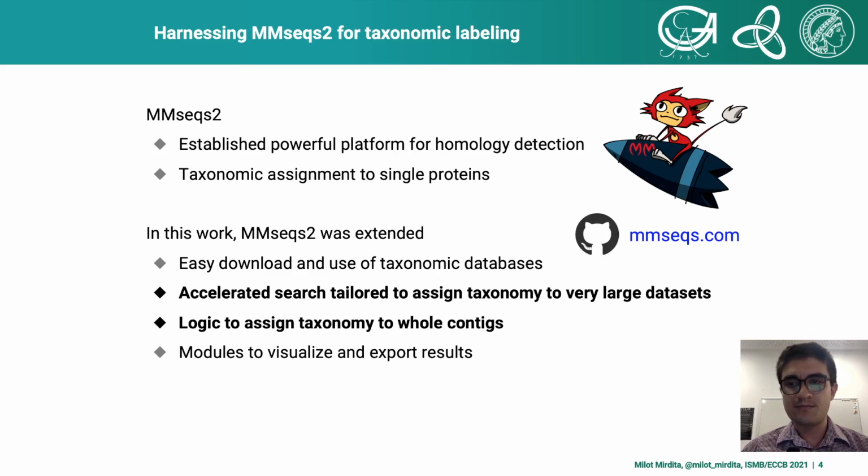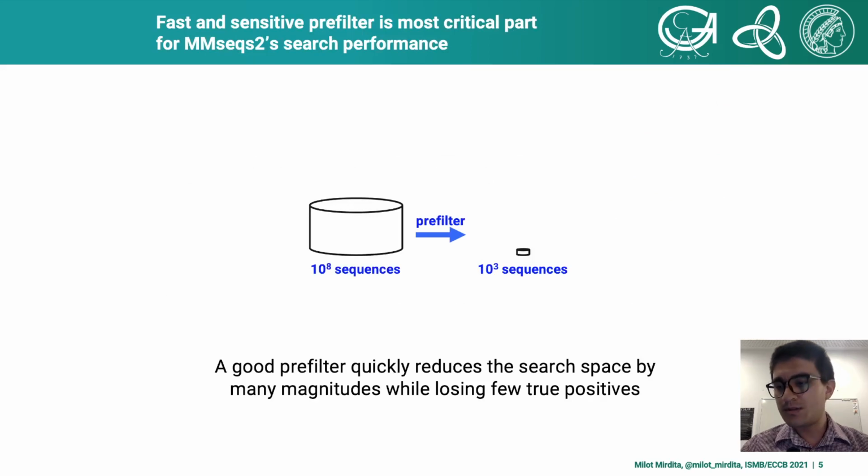Okay, what makes MMseqs2 special is its pre-filtering algorithm, through which the search space can be massively reduced, and very few true positives are lost at the same time. With only few sequence candidates remaining, more expensive algorithms such as Smith-Waterman are not so expensive anymore.